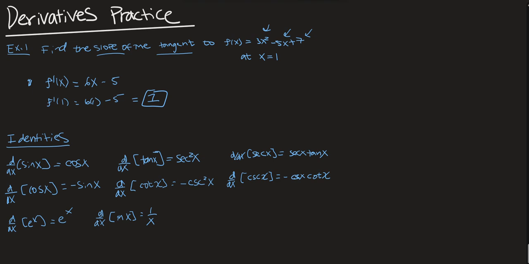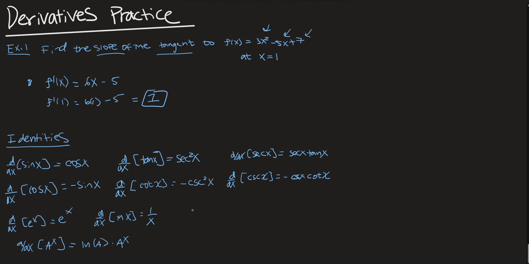The derivative of a to the x. So if we have a number raised to the variable, we can't use the power rule here because it's different, even though it kind of looks the same. It is going to be the natural log of a times a to the x.